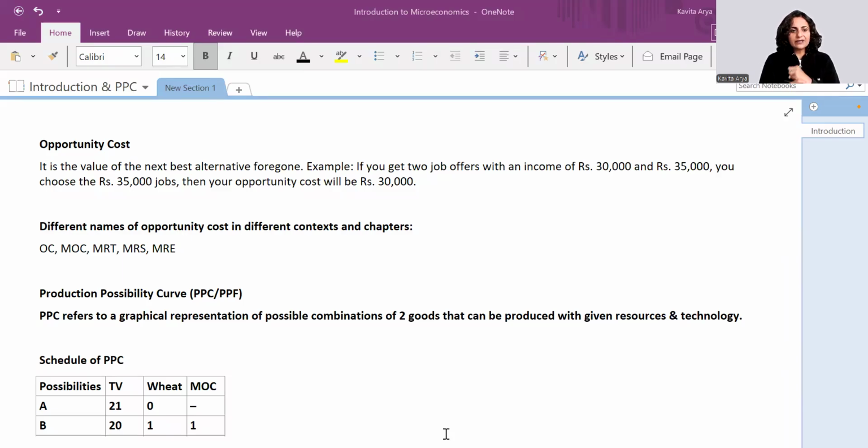Today's topic in hand is the Production Possibility Curve of Microeconomics, the very first chapter. And this has something to do with the term opportunity cost.